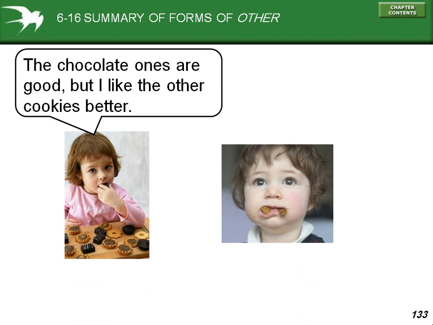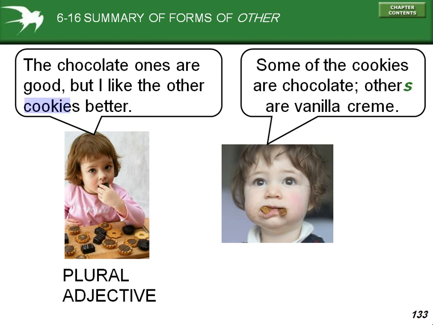The chocolate ones are good, but I like the other cookies better. There are two types of cookies, so we know the number, so we have to use the other. Because there are two types, one is the chocolate and another is the simple one. And the other functions as an adjective because it has a noun after it, cookies, so it's a plural adjective.